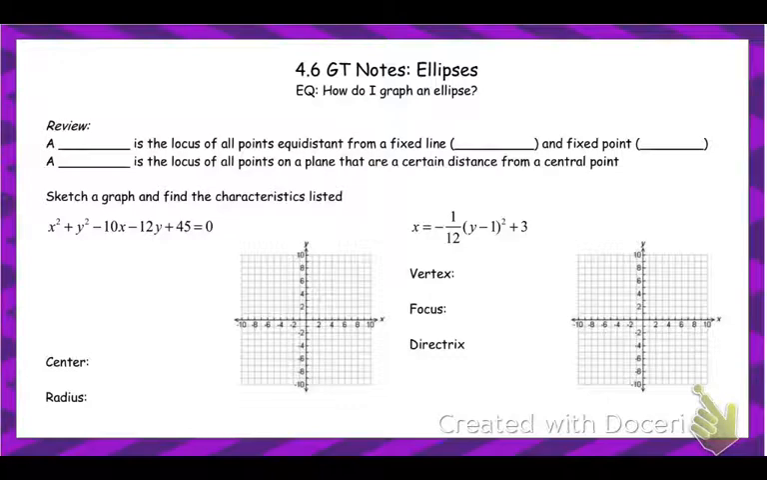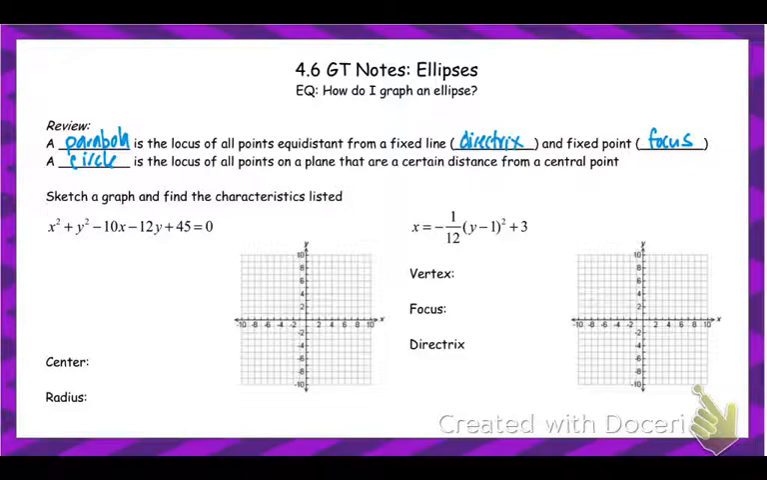So to review, the first one, the locus of all points equidistant from a fixed line and a fixed point is a parabola. And the locus of all points is really just saying all of the points that are equidistant from those two things. That line was called the directrix, and the point was called the focus. Then the other one, the locus of all points on a plane that are a certain distance from a central point, that is a circle.